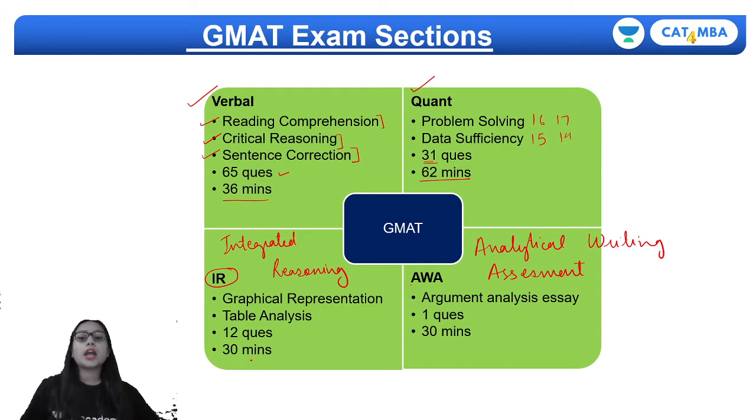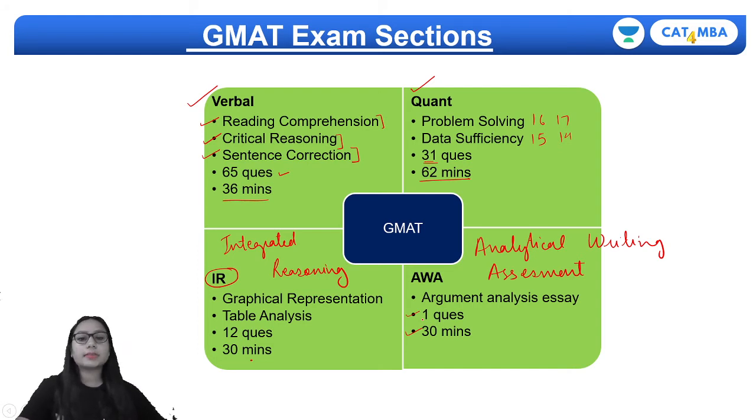Now in essay writing section, in AWA section, you have to write a particular type of essay, that is an argument analysis essay. So this is the one question, and you have 30 minutes to write the entire essay. So I hope the entire GMAT exam sections are clear. All the sections that come in GMAT are clear.